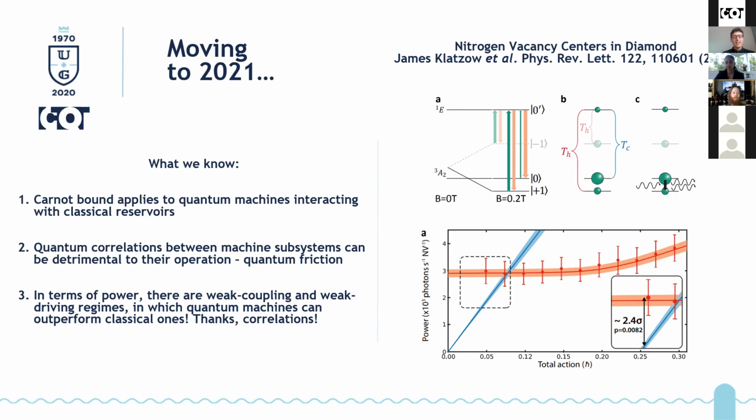But on the other hand, in certain regimes of operation of these machines, in the weak coupling regime, and simultaneously when the driving of the system is weak, it can be shown that actually correlations help. They do not help in terms of efficiency, but they help in terms of power. And this is a quite recent experiment from 2019 in nitrogen vacancy centers in diamond. And here you can see a scheme very similar to the one that I showed you for a maser system.